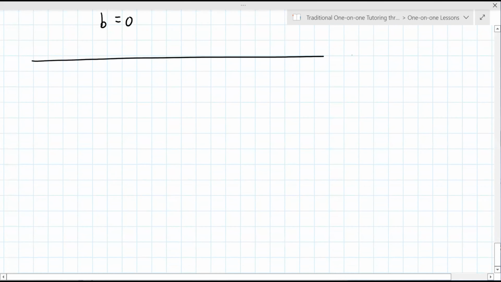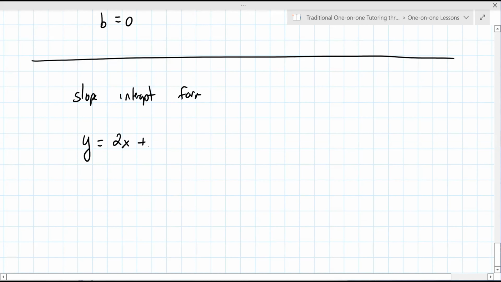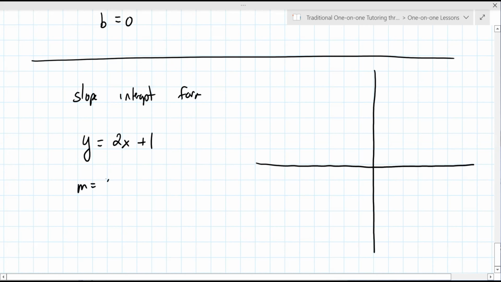Okay, now let's talk about how to graph when it's in slope-intercept form. So let's say I wanted you to graph y = 2x + 1. Tell me the slope, tell me the b value. The slope is 2. And the b value is +1.